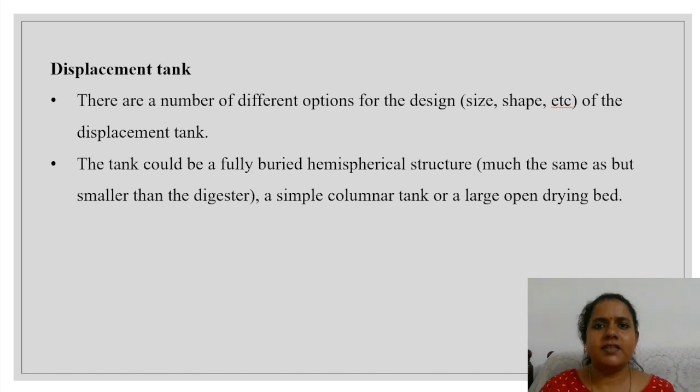Displacement tank: the tank to which the already decomposed slurry will be transported. That waste is used for fermentation. That is a displacement tank. There are a number of different options for the design of a displacement tank. The tank could be a fully buried hemispherical structure, much the same as but smaller than the digester. Okay, a simple columnar tank or a large open drying bed.